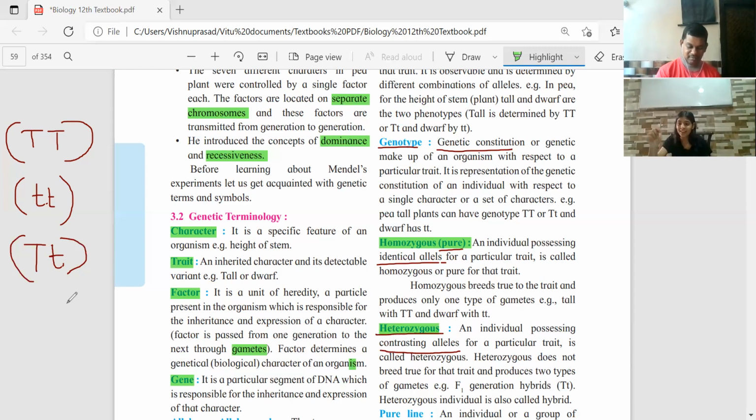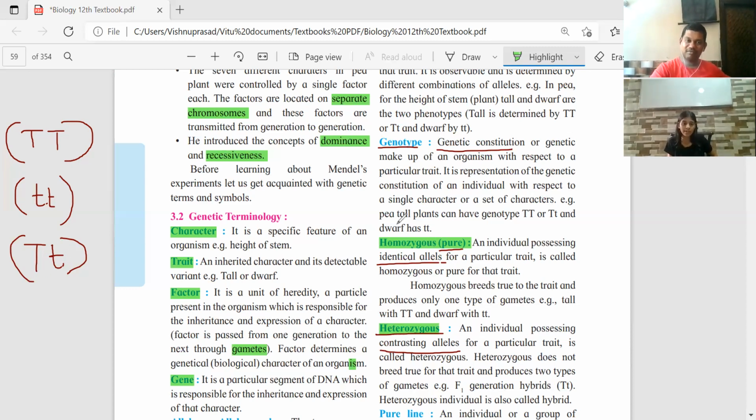नो, उसके लिए एक और एक रिसेसिव चाहिए. तो डोमिनेंट टी, बड़ा टी, कैपिटल टी विल बी द वन विच इज एक्सप्रेस्ड, उसी को डोमिनेंट बोलते हैं ना. Whenever there is one dominant and one recessive, it is only the dominant which is expressed and not the recessive. उसको heterozygous बोलते हैं.